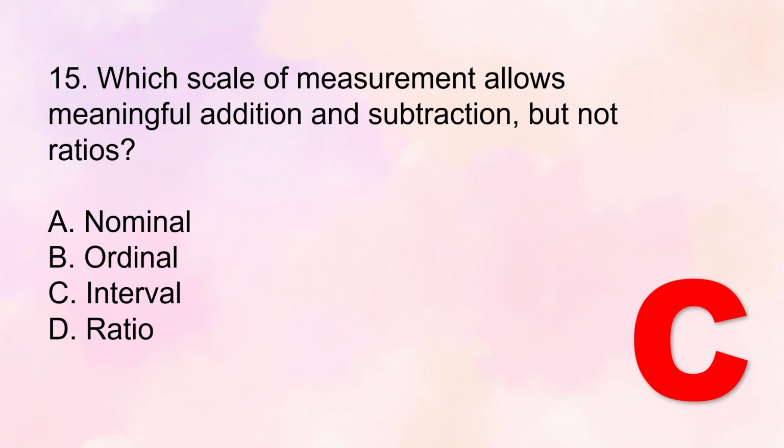Okay, interval is the correct answer. Interval scales allow meaningful addition or subtraction but have no true zero. Okay, letter C is the best answer. Interval. Letter D, the ratio, of course, allows ratios. And for letters A and B, these scales lack equal intervals. Okay, that's why letter C is the best answer.